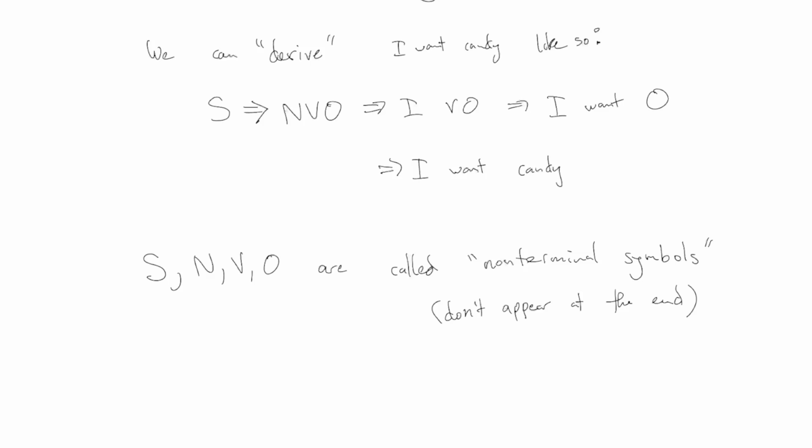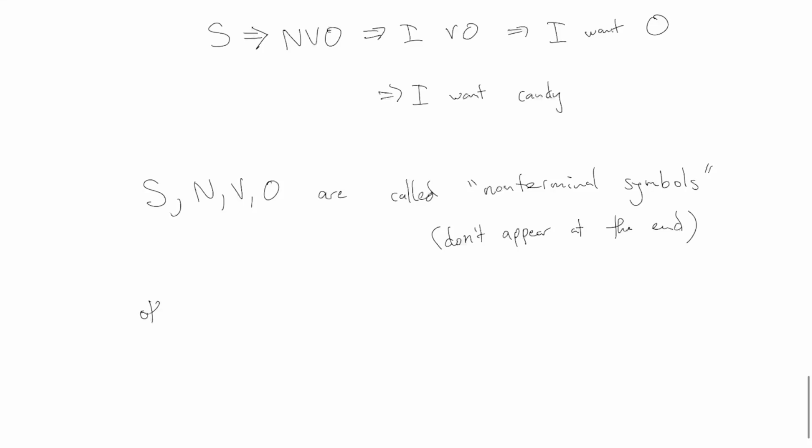The others, meaning things like I, mom, etc., are terminal symbols. So a derivation always involves starting with S and then doing a bunch of substitutions until it's all terminals. And then you have your final string.